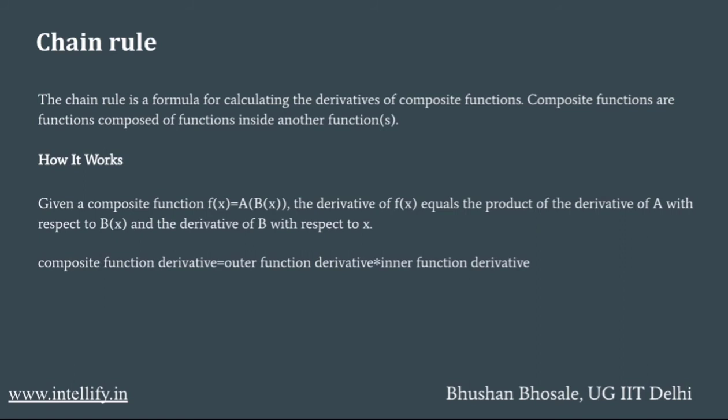For example, in case of sine of x square, the derivative would be the derivative of sine of x square, assuming that x square is equal to x, that is the derivative of sine of x. So it would be cos of x square into the derivative of x square, that is 2x. So the overall derivative would be cos of x square into 2x. Okay.